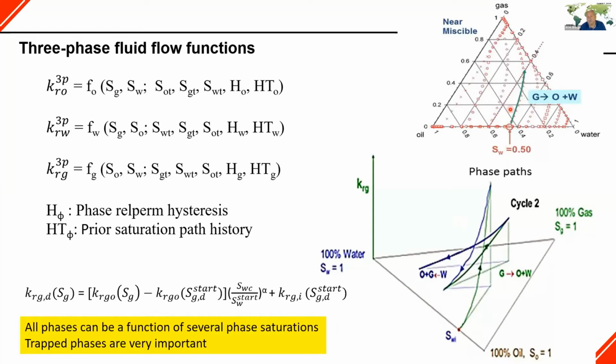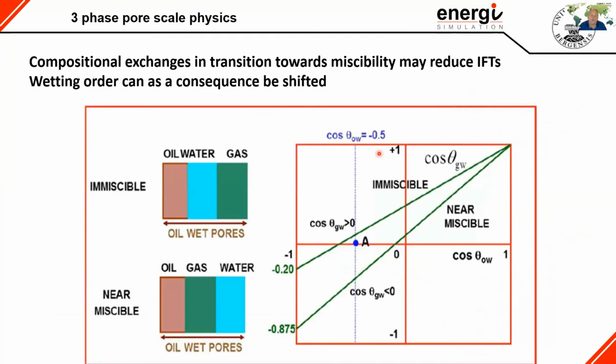But what we see when we go near-miscible is that you can get this dual displacement, shown in the upper right, where the gas is displacing both oil and water simultaneously. So this brings us over to the next step, which is to look at the pore-scale physics of these processes.